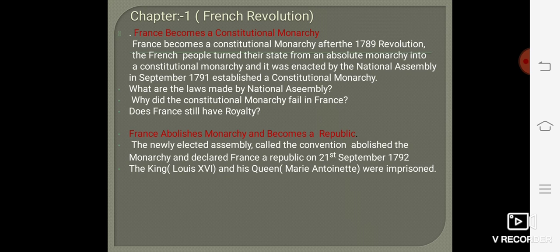The constitution began with a declaration of the rights of men and citizens. According to this declaration, the rights to life, freedom of speech, freedom of opinion, and equality before law were established as natural rights, and it was the duty of the state to protect them.